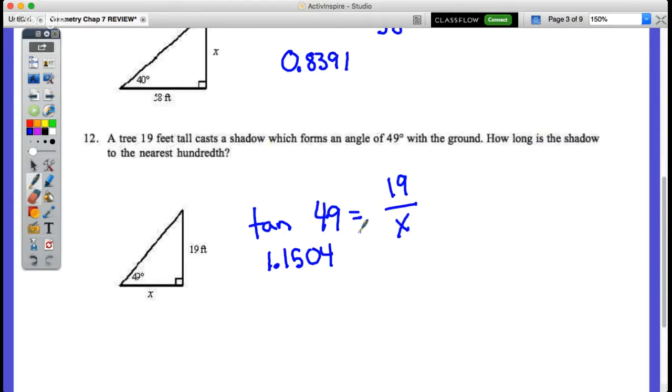So, have you guys realized that when you have this, you're going to end up finding x by doing 19 divided by 1.1504. 16.5. To the nearest hundredth, 16.52. Do you guys agree with that? Yes. I know I'm starting to lose you. I've been losing you all day, but it's been a long day.